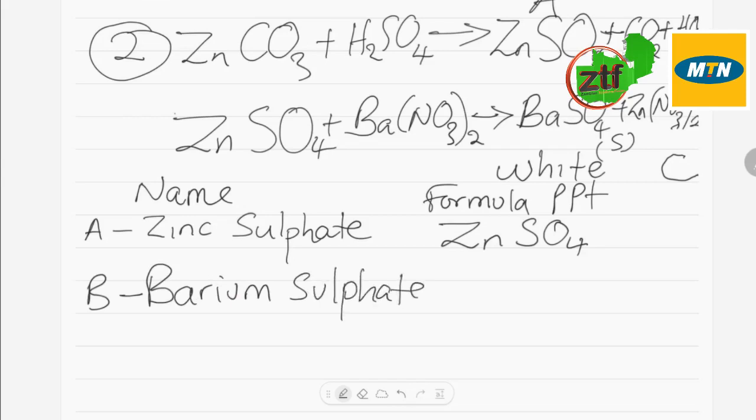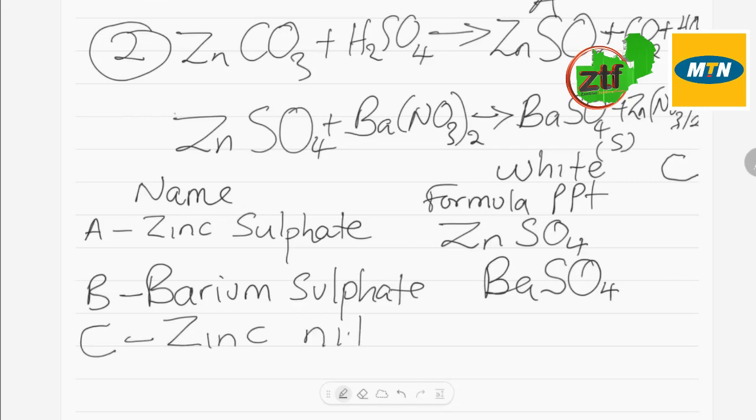Barium sulfate, which is a white PPT. Its formula is BaSO4. Also, we've been told to identify substance C. Substance C in that case class is zinc nitrate, which is Zn, open brackets, NO3, 2.